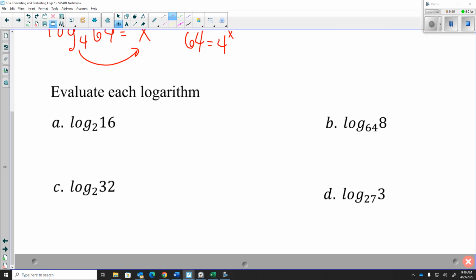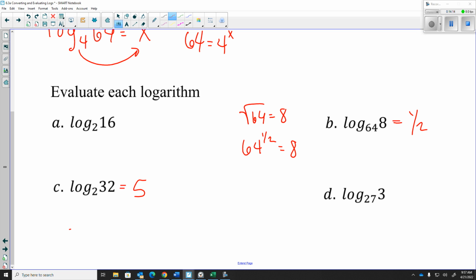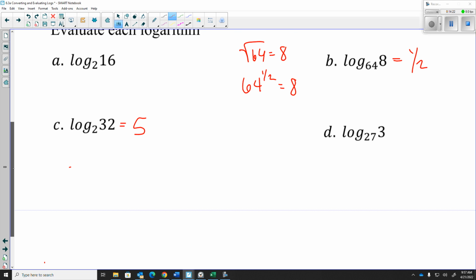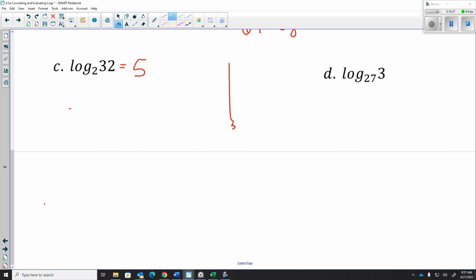Try those on your own. Answer the question: what power do you need to raise that number to, to get the other number? What about D? D is similar to B. What power do you need to raise 27 to get 3? 1/3, because the cube root of 27 is 3. You can write that as a 1/3 power. So the power you need to raise 27 to get 3 is 1/3.